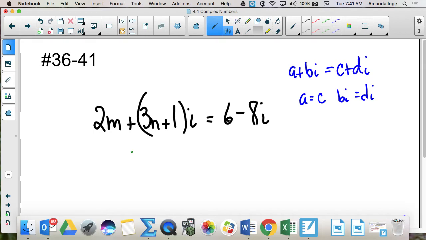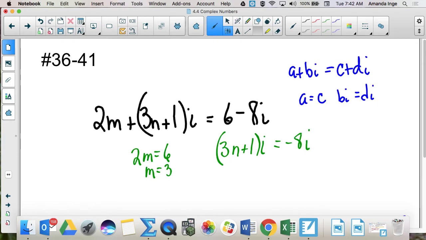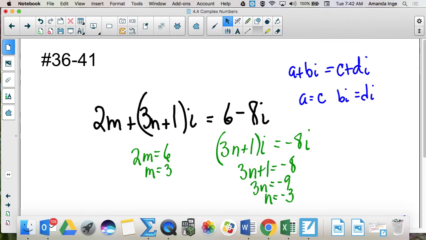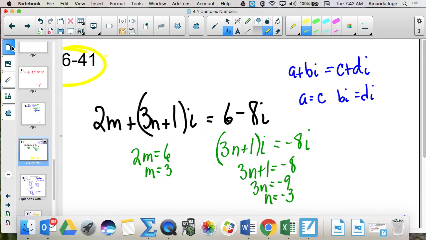So I'm going to set 2m equal to 6, and get m is equal to 3. And I'm going to set 3n plus 1i equal to negative 8i. The i's will cancel and I get 3n plus 1 is equal to negative 8. So 3n is equal to negative 9. So n is equal to negative 3. That's problems numbers 36 through 41.